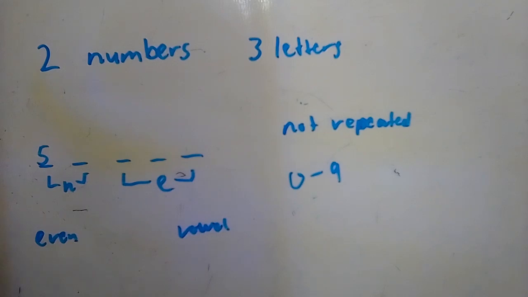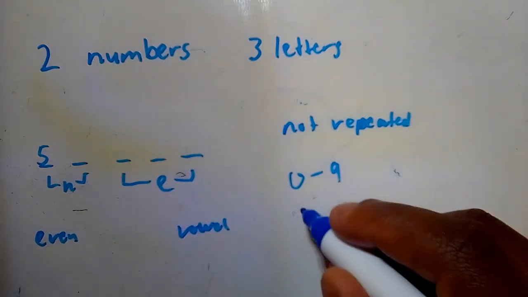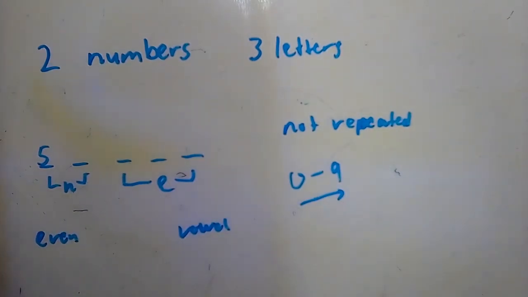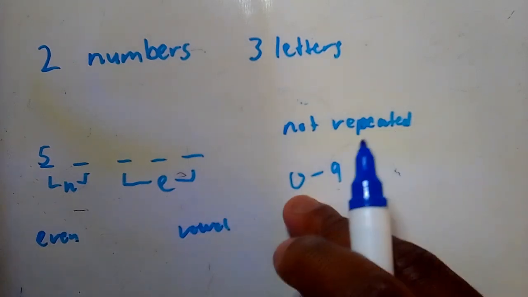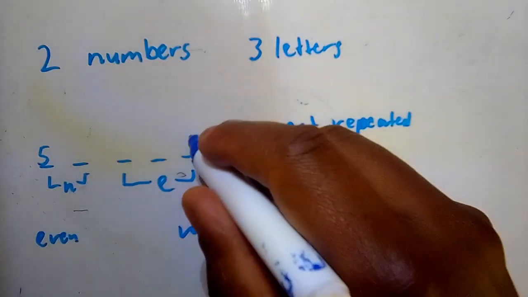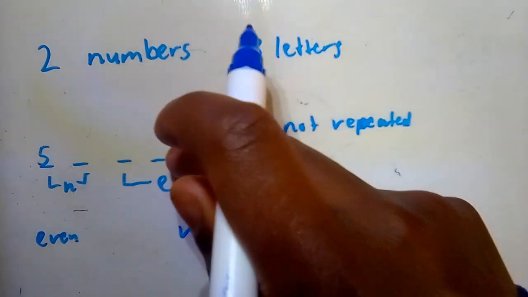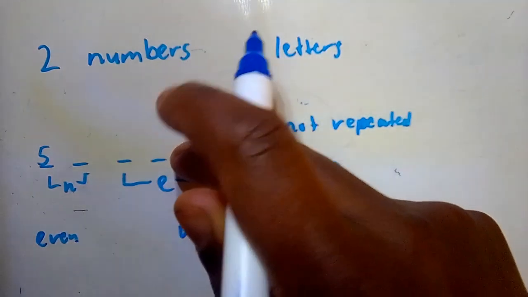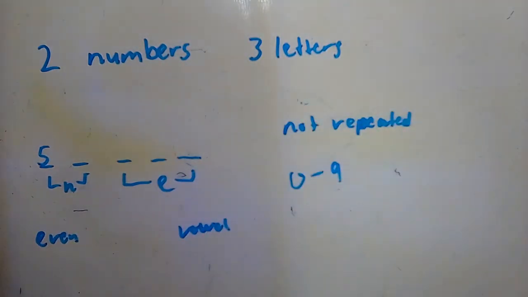So we always start with the restrictions. Because they said it must start with an even number, we have to start with it. How many choices do we have? There are only 5 even numbers from 0 to 9, so we have 5 choices. Now they said it must end with a vowel. So how many vowels do we have? We've got 5 vowels.